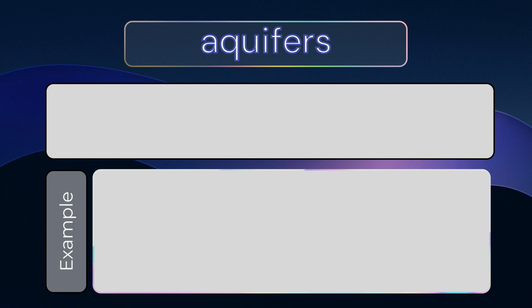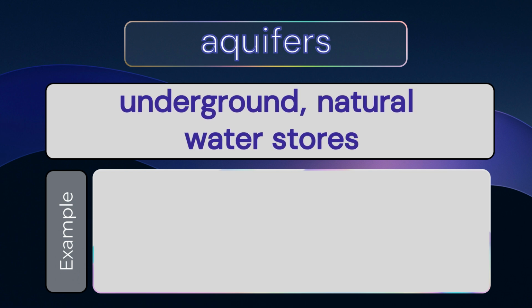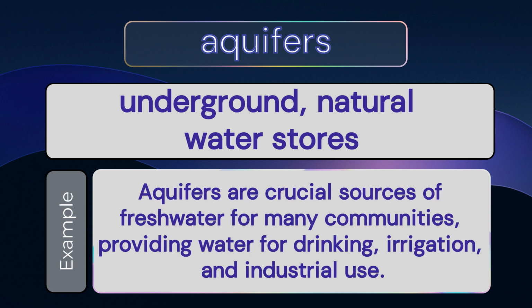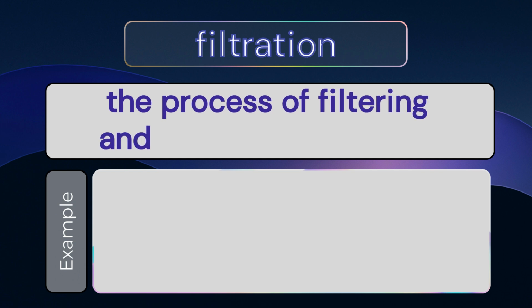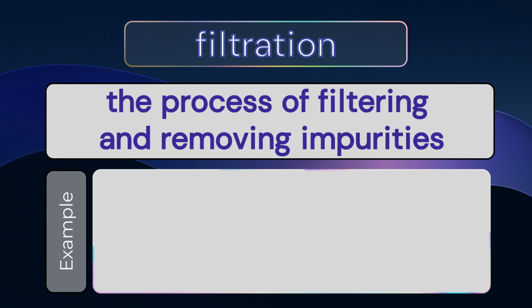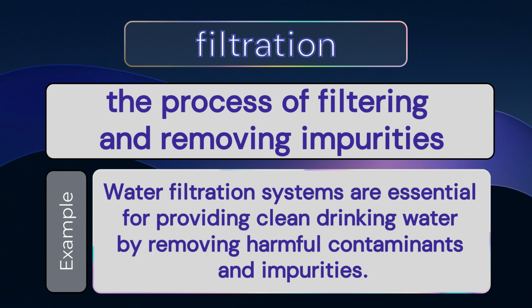Aquifers. Underground natural water stores. Example: aquifers are crucial sources of fresh water for many communities, providing water for drinking, irrigation, and industrial use. Filtration. The process of filtering and removing impurities. Example: water filtration systems are essential for providing clean drinking water by removing harmful contaminants and impurities.